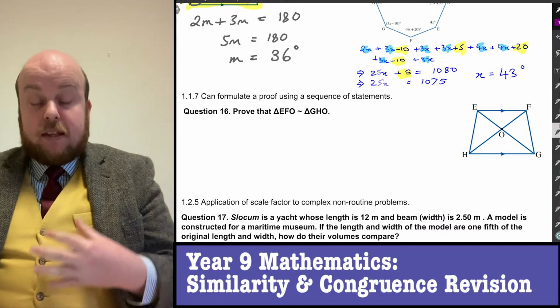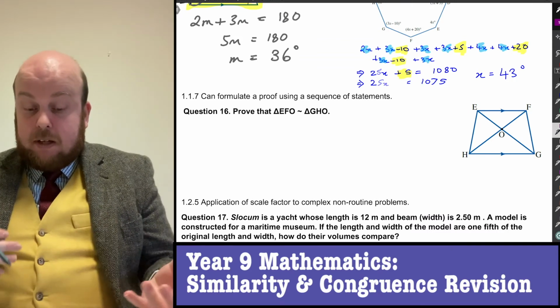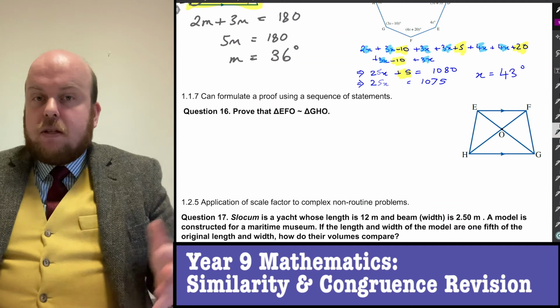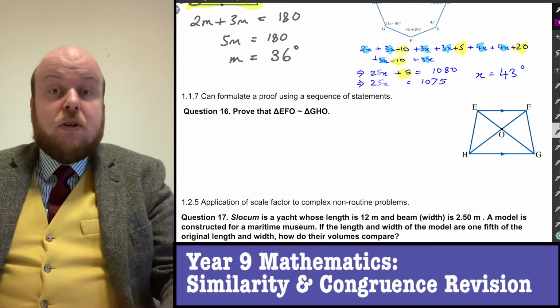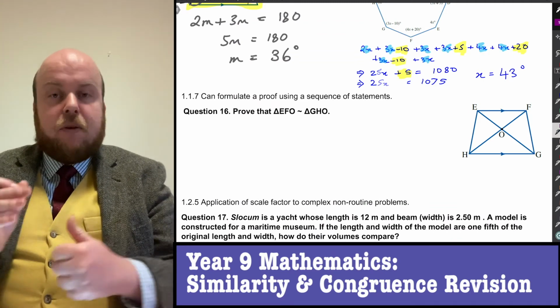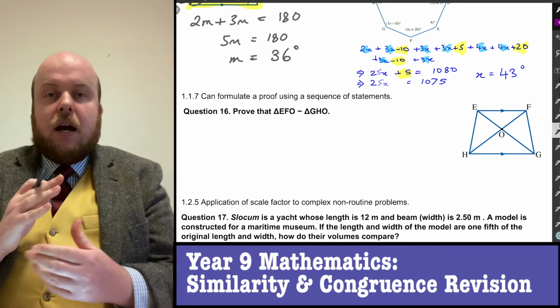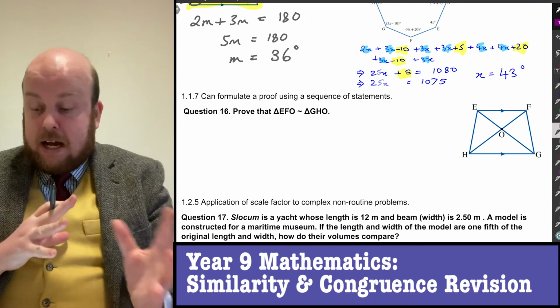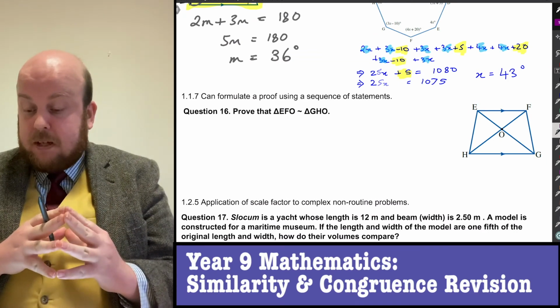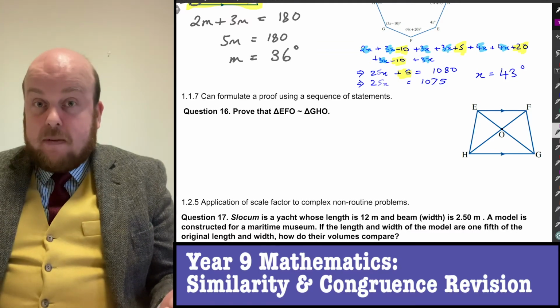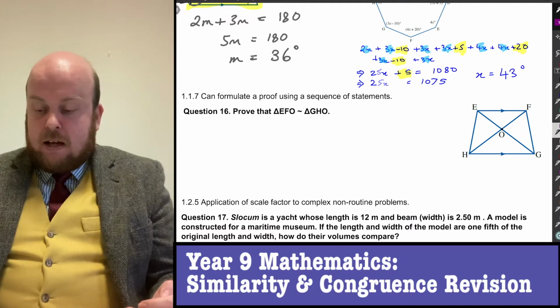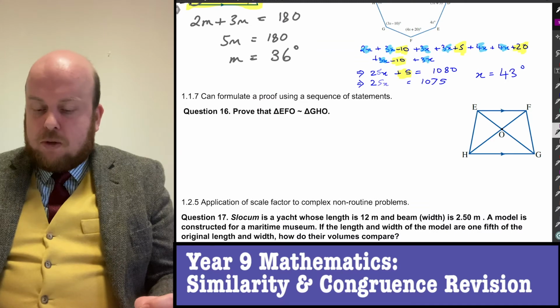Can formulate a proof using a sequence of statements. Question 16, prove that the triangle EFO is similar to GHO. When you're developing a proof, it's useful by listing things like what angles are the same, or if there's particular rules about particular shapes. Here we're dealing with a trapezium as the big shape, and we've got 2 triangles in between.